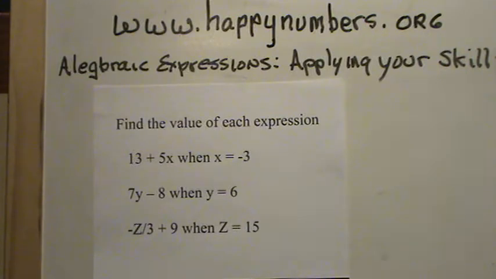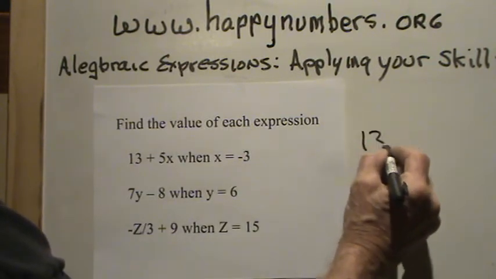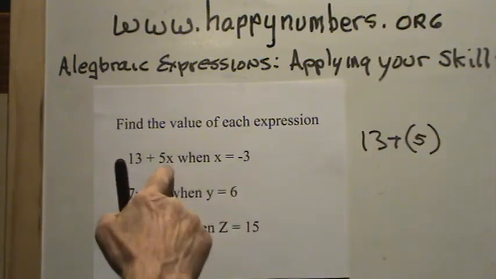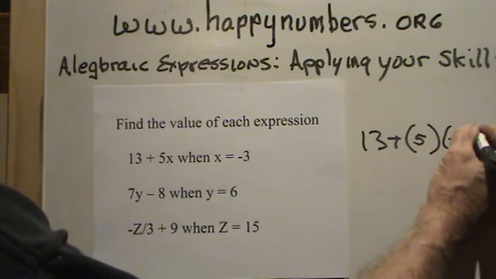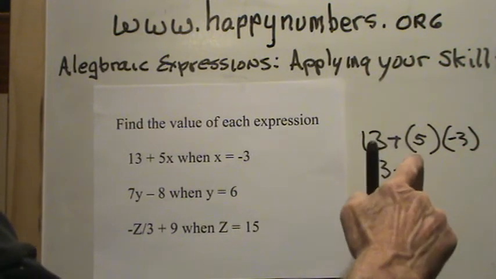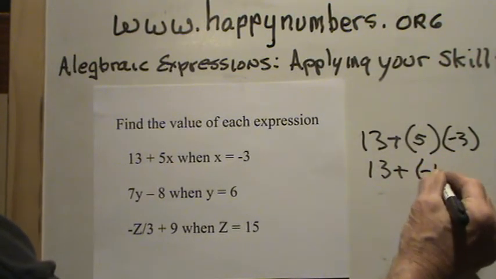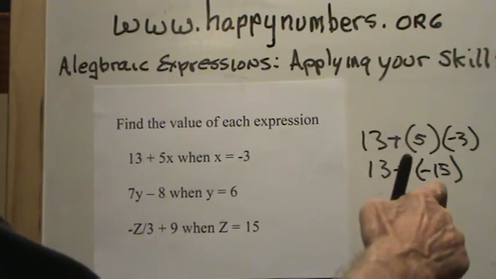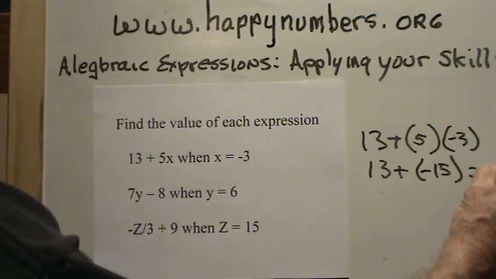All right, let's try here. 13 plus 5 times x, but x is negative 3, so 5 times negative 3. So we have 13 plus 5 times negative 3 gives me negative 15. 13 plus negative 15 gives me a negative 2.